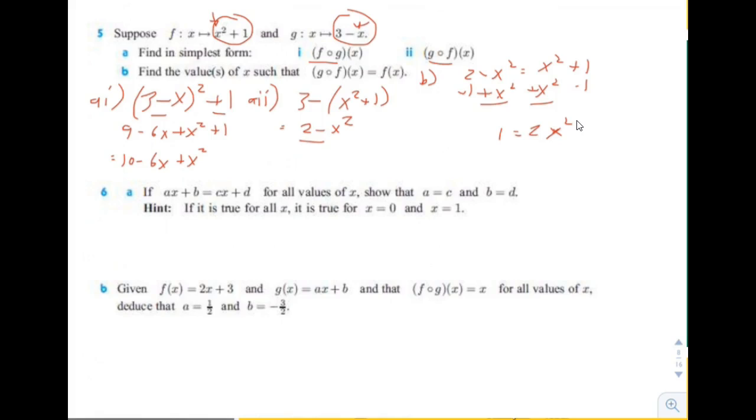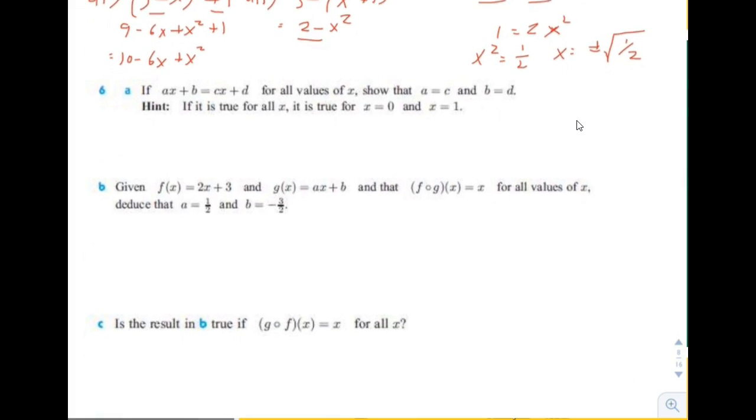And so in this case, x squared is equal to 1/2, and then x is equal to plus or minus the square root of 1/2. Okay, so those are the two values, plus square root of 1/2 or minus square root of 1/2, that make G follows F equal to the function F. It's only the same sometimes, under certain conditions.